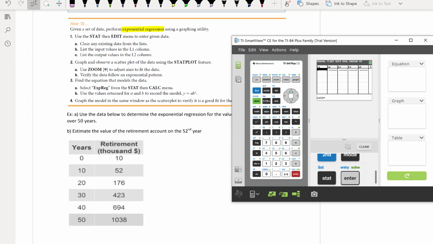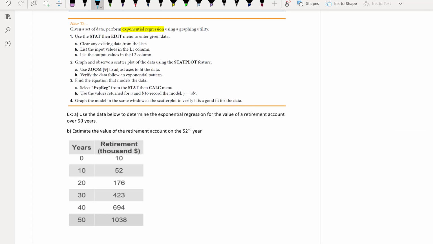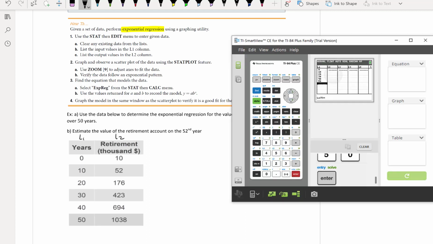My X values are 0, 10, 20, 30, 40, and 50. So all of the X values go into my L1. So here is my L1. And my L2 is going to be all of my Y values, so I'm going to make sure I go to my L2.